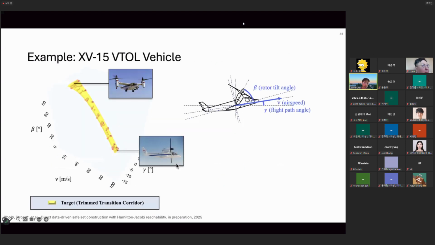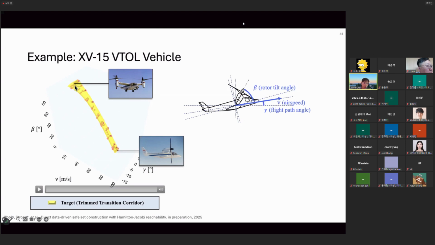So in this example, the target set is designed as this trim corridor between the hover configuration and the cruise configuration. This is a collection of the equilibrium points of the vehicle connecting the hover configuration to the cruise configuration. So if the vehicle can return to any point in this yellow set, then we can guarantee safety of the flight mode transition.